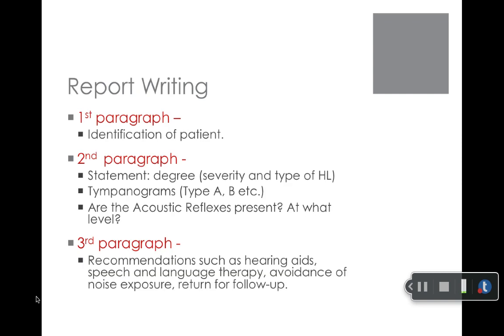When you're writing your report, the first paragraph you identify your patient. The second paragraph you write about the degree of hearing loss, the severity, the type of hearing loss, the tympanograms, whether they're acoustic reflexes or not. And in the third paragraph, you also add your speech information in that second paragraph, your speech recognition scores, their threshold. In the third paragraph, you can make recommendations for hearing aids, speech and language therapy to avoid noise exposure, and to follow up.